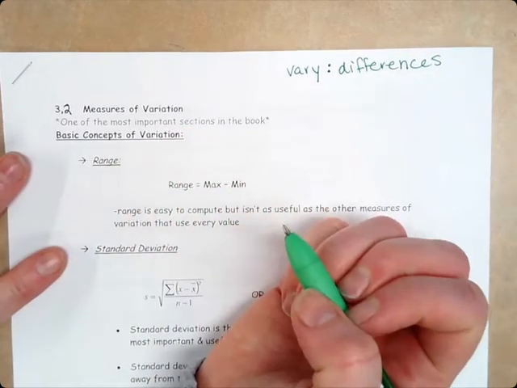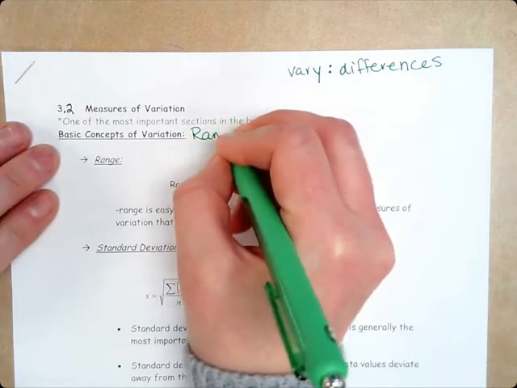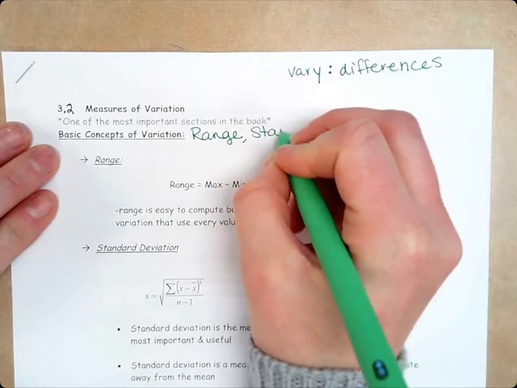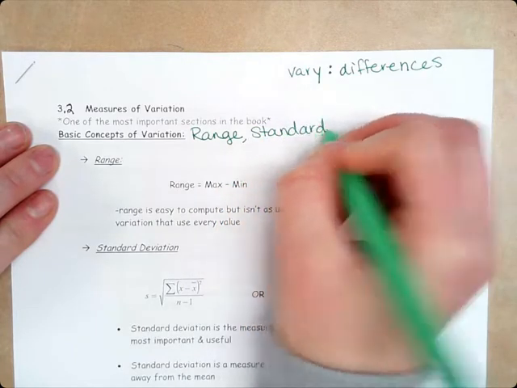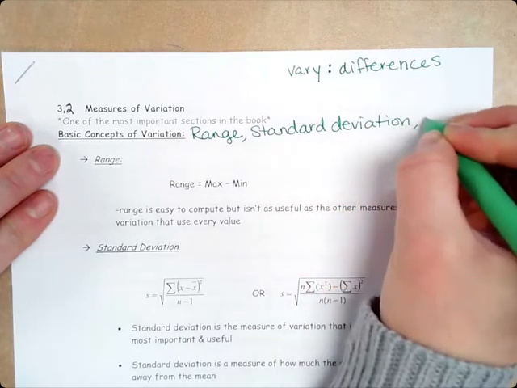So basic concepts of variation would be range would represent variation. And then standard deviation, you're going to see that word a lot. And another one is variance.